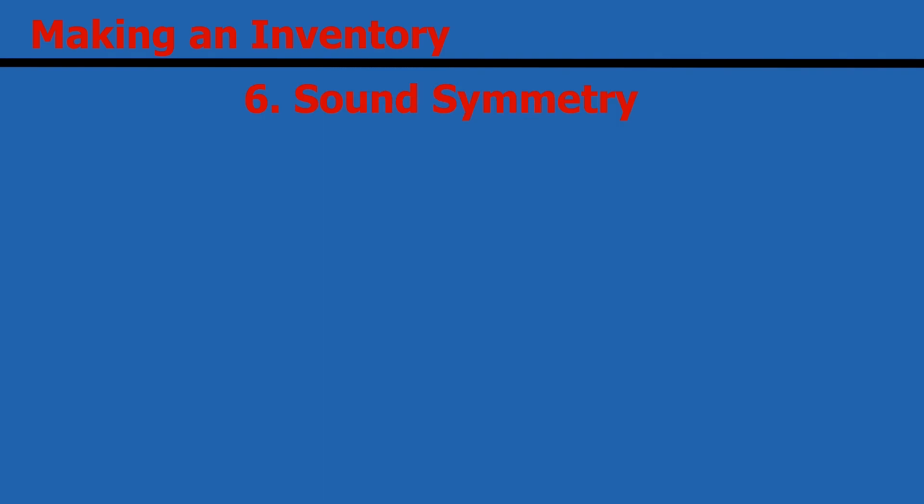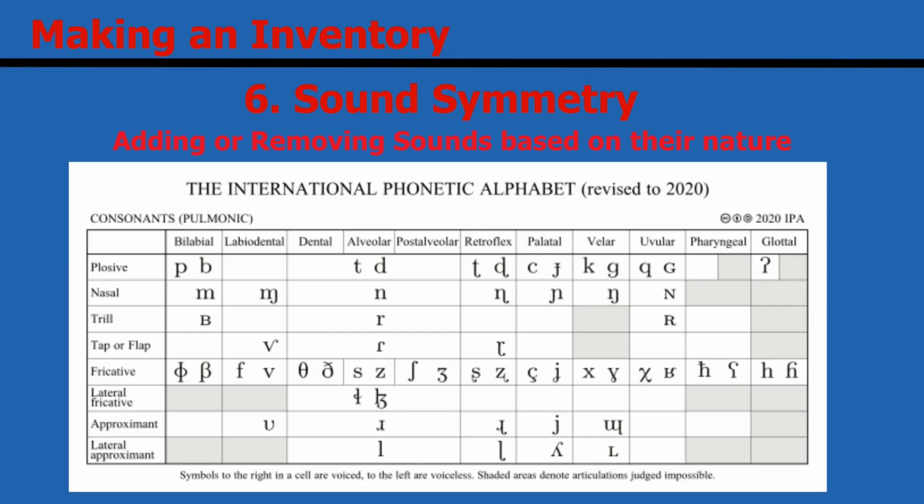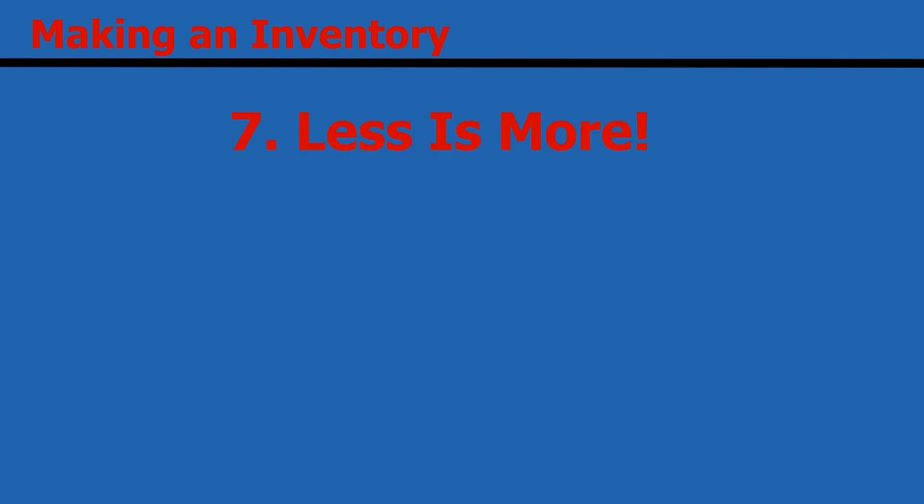Finally, when you are ready to start adding and removing sounds, if you want your language to be naturalistic, it is best to use the tactic of sound symmetry. When adding or removing sounds, you should add or change sounds based on their position in the chart. For instance, it is naturalistic to remove or add entire voicings in a single column or row. Most importantly, less is more.